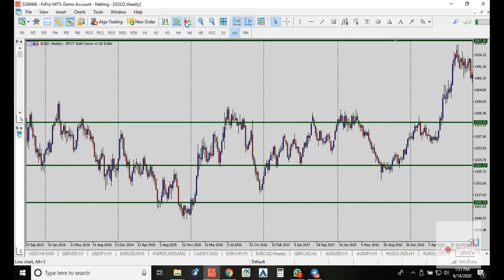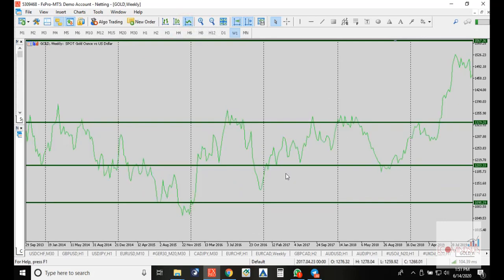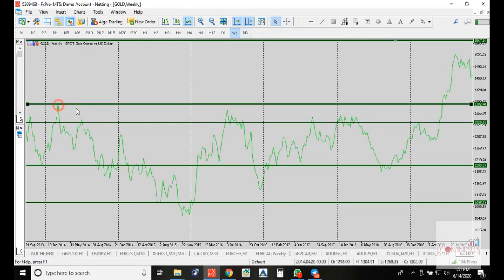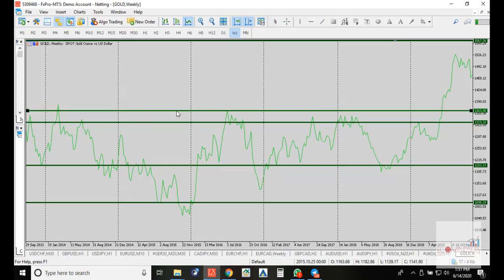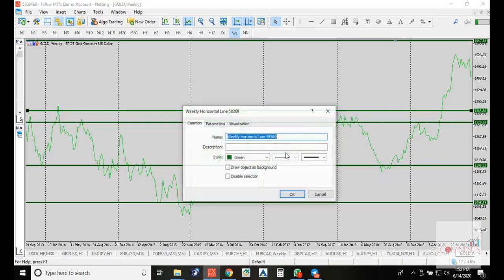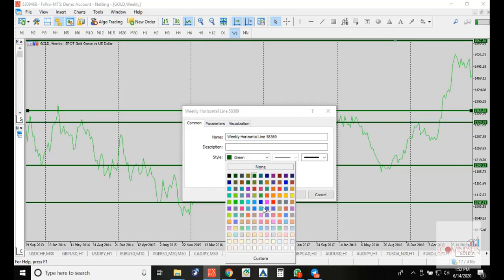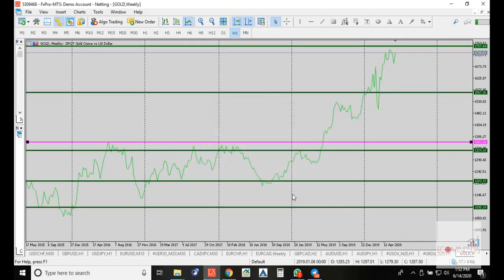Let's go to our line chart. Nice one. So over here you can see that we have, as I told you, you must have at least 2 touches. Okay, 2 touches. So let me change this one to magenta. Good.